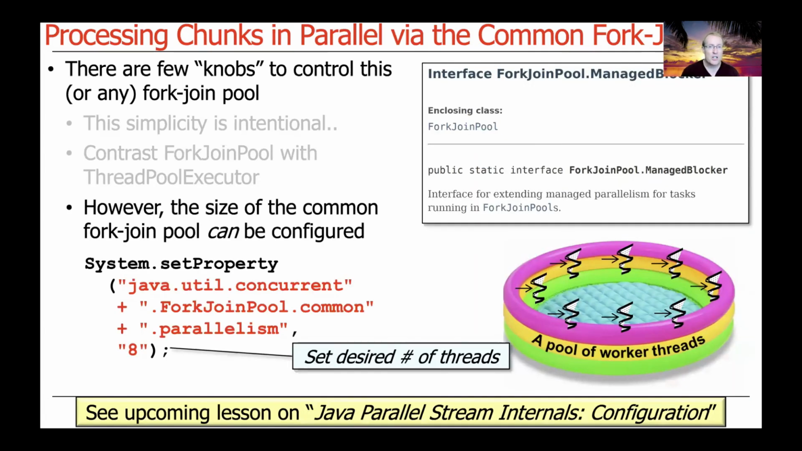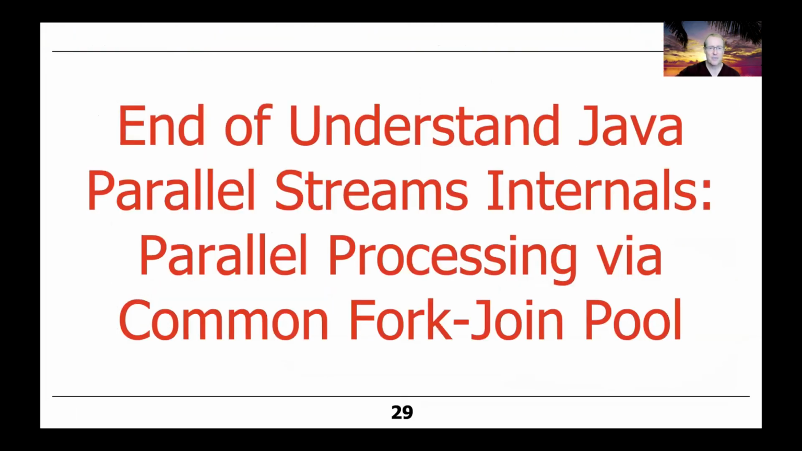There are a few things you can control, however, with respect to the fork join pool, and we'll talk a bit more about them, the common fork join pool, that is. You can set the desired number of threads in a very particular way, and you can also control it dynamically by using something called a managed blocker. And so we'll talk about that here in just a second.